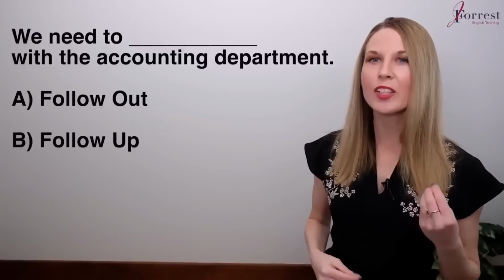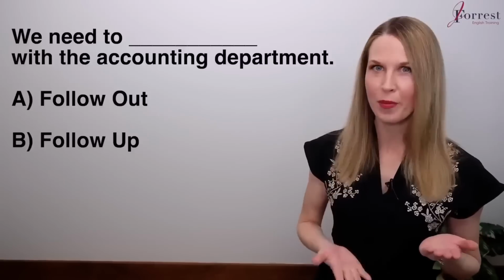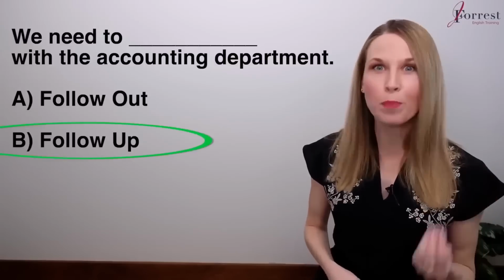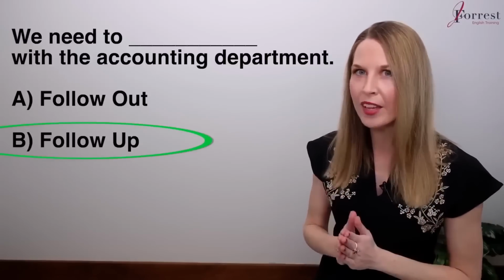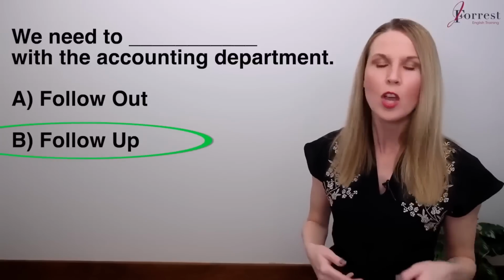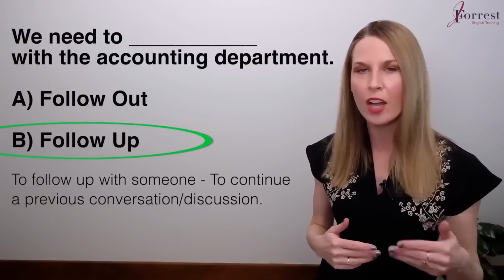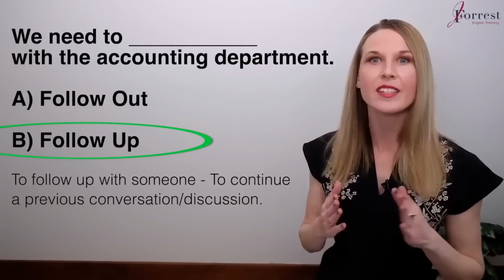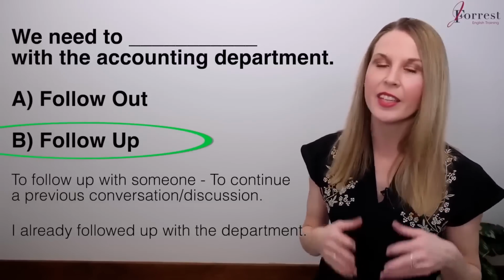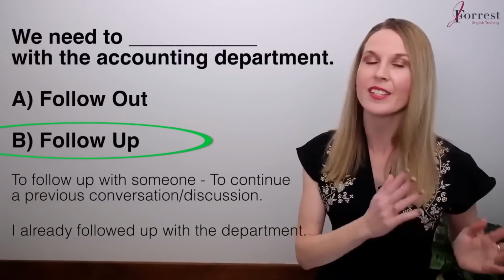Number 5, we need to with the accounting department. A or B? The answer is B, follow up with. Grammatically, A is incorrect. You don't follow out with someone. You follow up with someone. And this means that you continue a discussion or conversation that was previously started. I could say I already followed up with the accounting department. I already continued the conversation we had previously started.